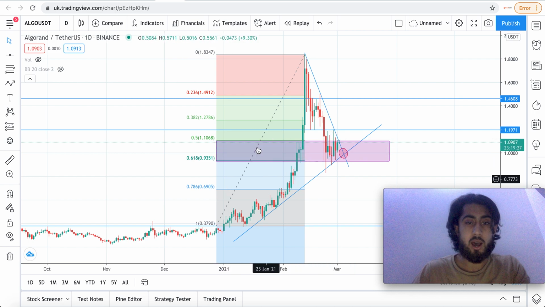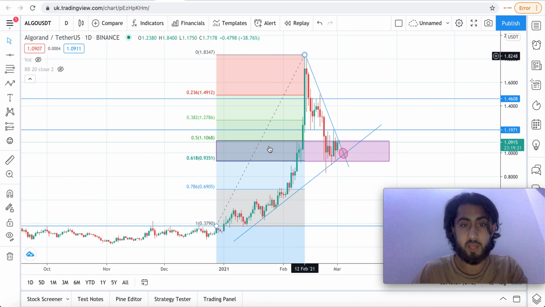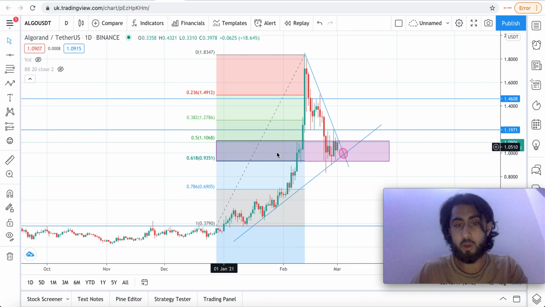Okay, what I've drawn on is a Fibonacci retracement as well. So you can see right from the bottom, right from the support zone, I've drawn it right to the peak, and you can see the golden zone that we have here, and within this golden zone, this is where the correction is happening, and this is where the coin has retraced back to.